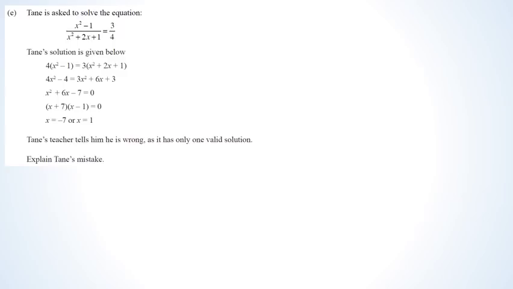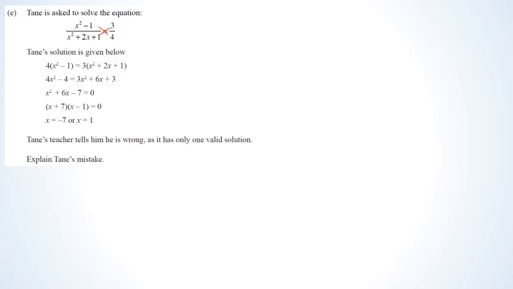All right. So looking through this question, you're asked to basically check Tane's working and see if he's done everything right, and then try and figure out, if he's not right, what he did wrong, and then prove that it only has one valid solution. So looking through each of my steps in this case, I'm going to look at what Tane did.